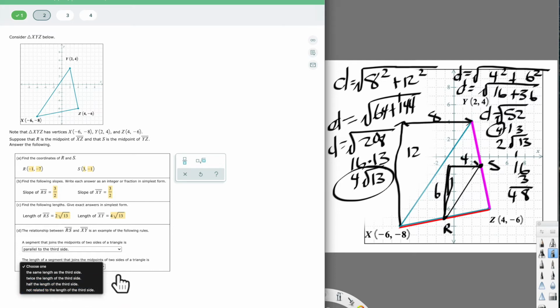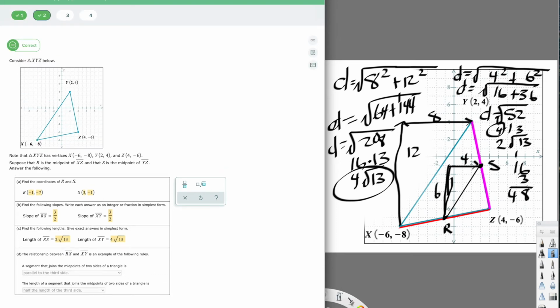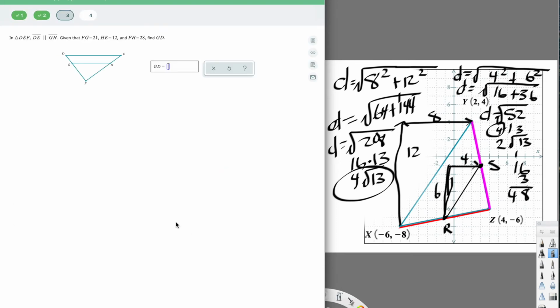So it's the length of the segment that joins the 2 midpoints. So we're literally talking about this middle one here. What's its relationship? So the length of the segment that joins the midpoints of the 2 sides is half the length of the third side. If they were asking about the third side, then we would say it's twice the length of the midsegment. So just be careful about the way you're reading that because it makes a difference. Alrighty. I'm going to keep moving here.